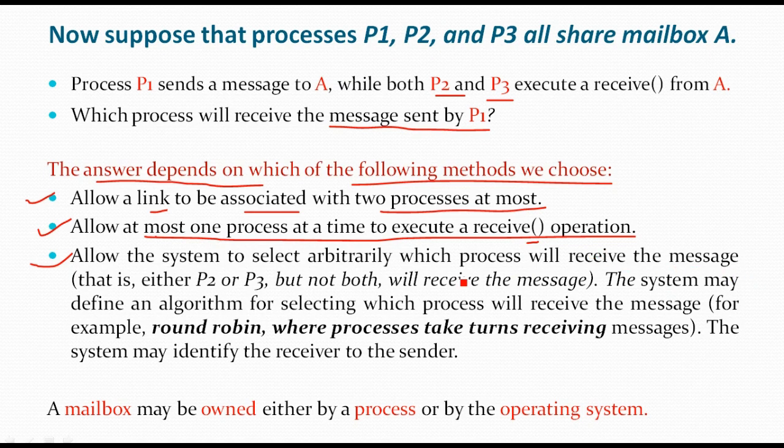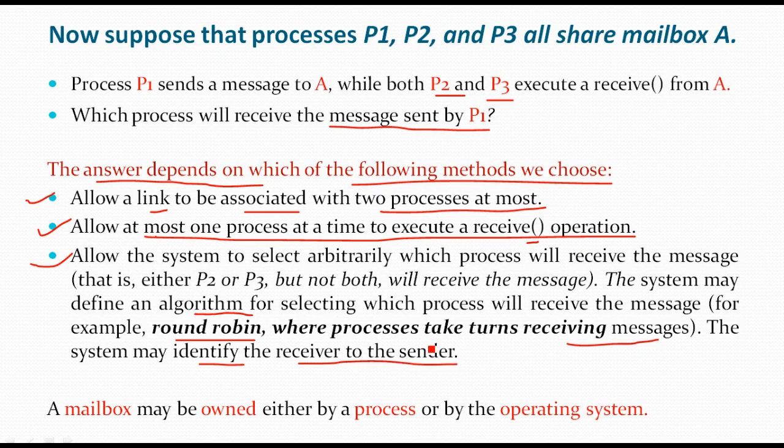The third method is to allow the system to select arbitrarily which process will receive the message, that is either P2 or P3, but not both. The system may define an algorithm for selecting the process that will receive the message. For example, we may have an algorithm like round robin, where the processes take turns receiving the message. The system may identify the receiver to the sender.